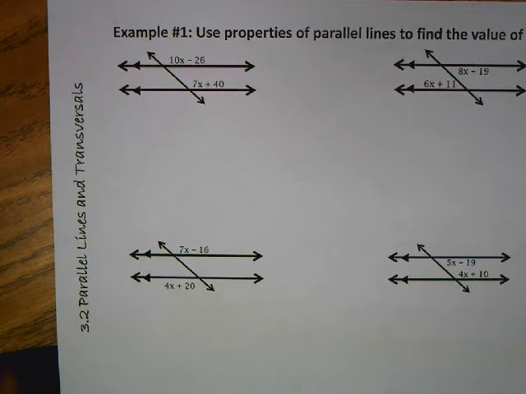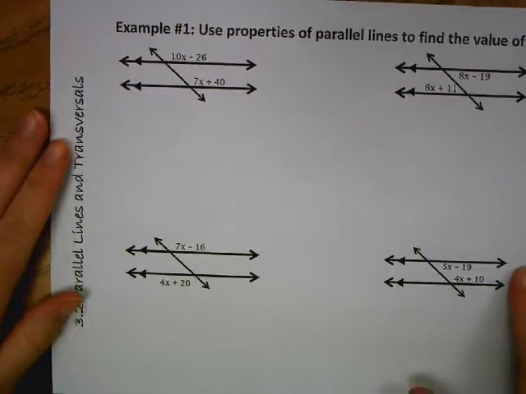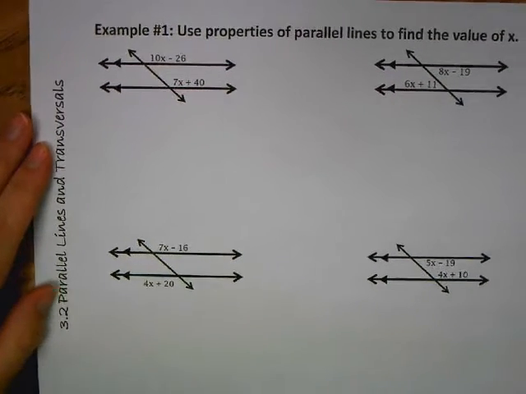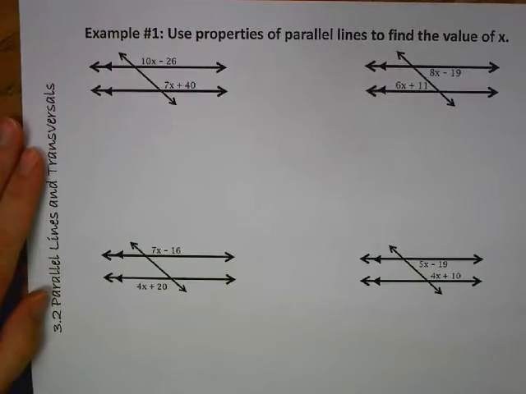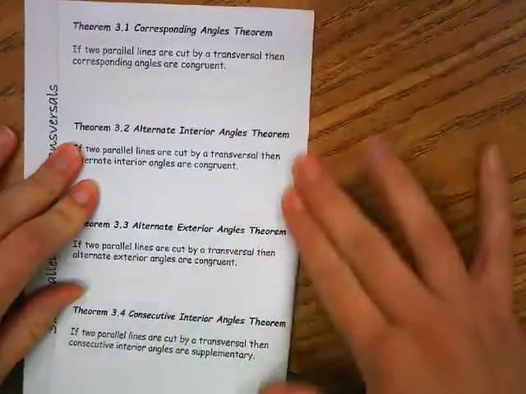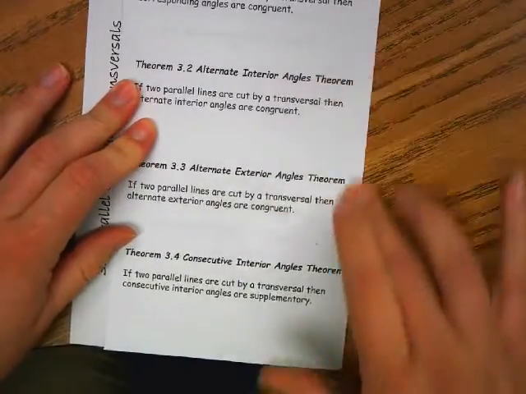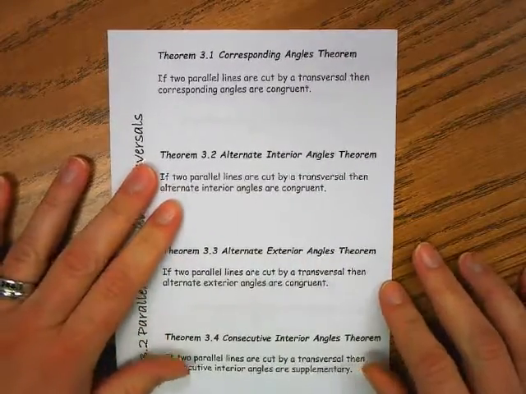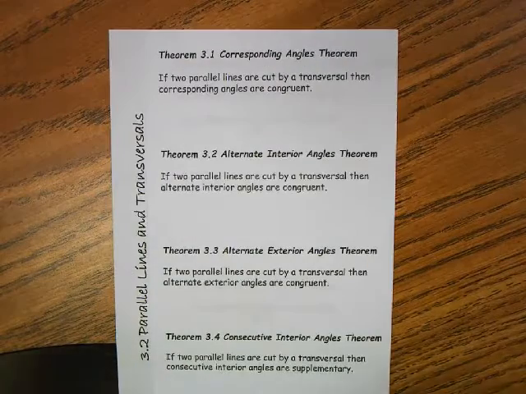Okay, so on page 30 in your interactive notebook, we are just going to summarize what we just learned in the Desmos activity. So if you fold that page, on the front cover are all the theorems that you just discovered in that Desmos activity.